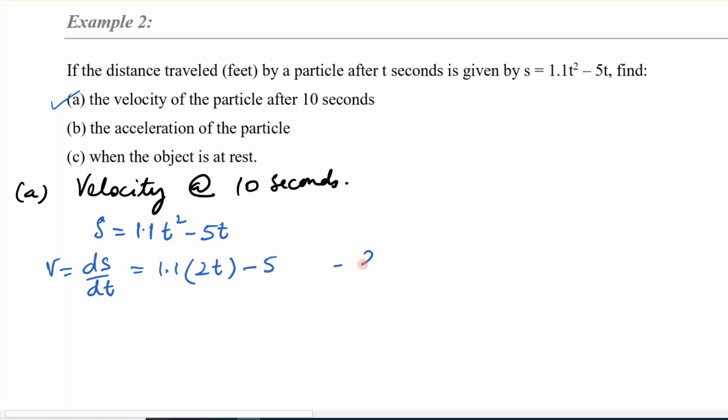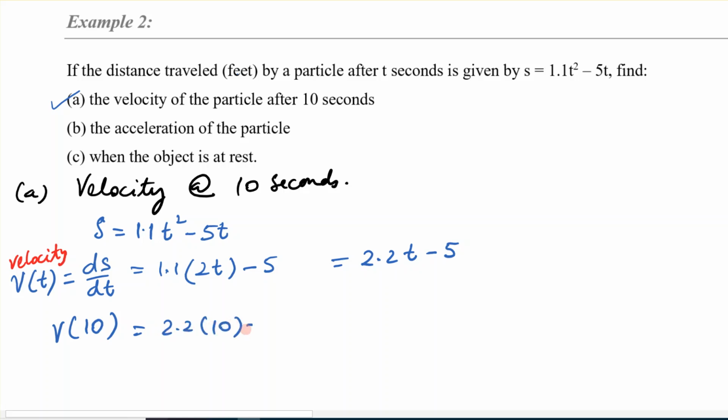So we get 2.2t minus 5. But we are interested, so this is our velocity at any time t. We are interested in finding velocity when time is 10 seconds. So just put t equals 10 in this function. So we get 2.2 times 10 minus 5, which is 22 minus 5, 17 feet per second.